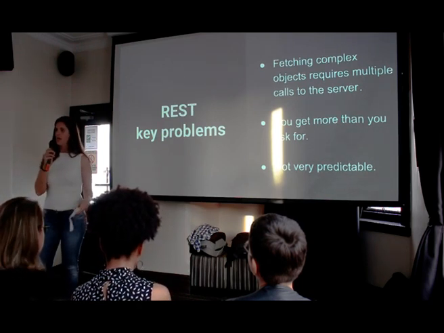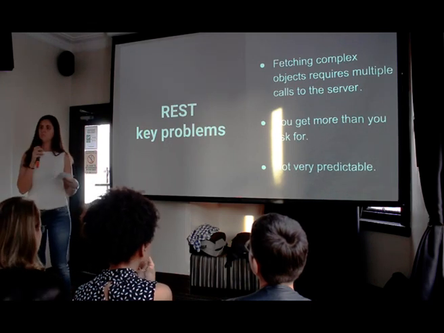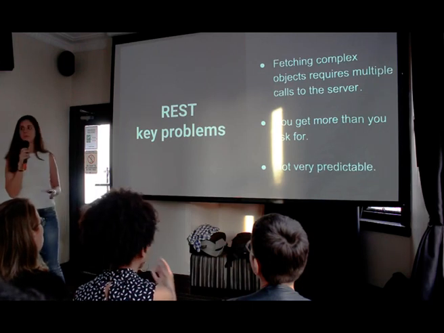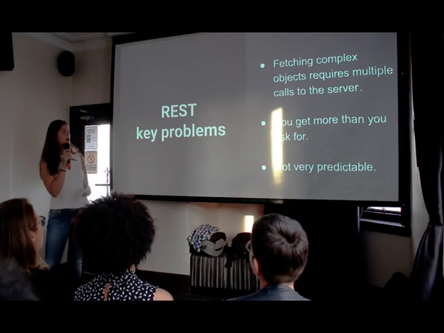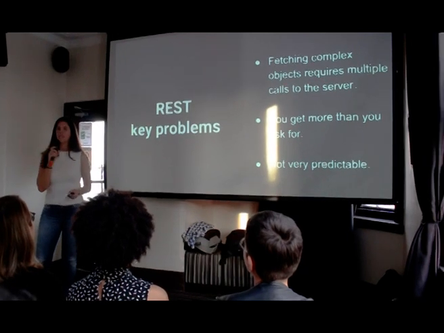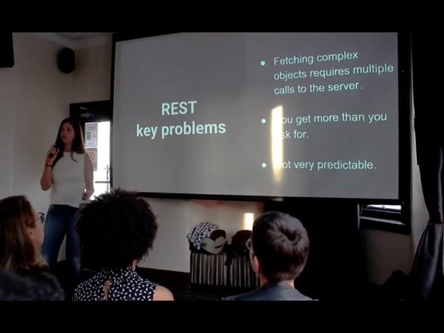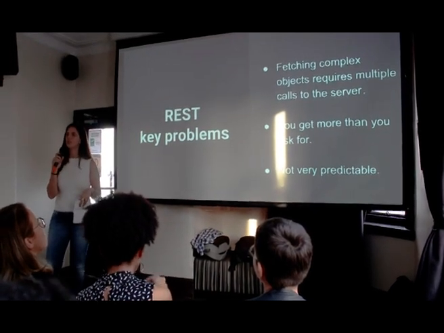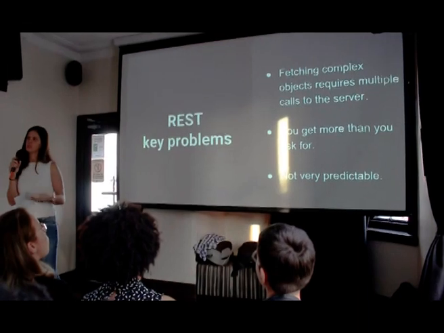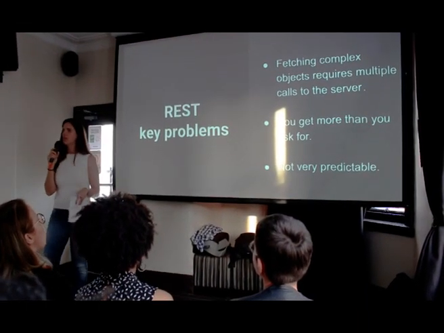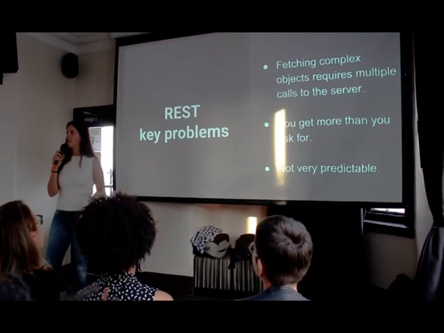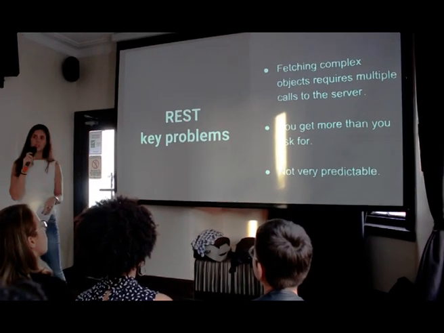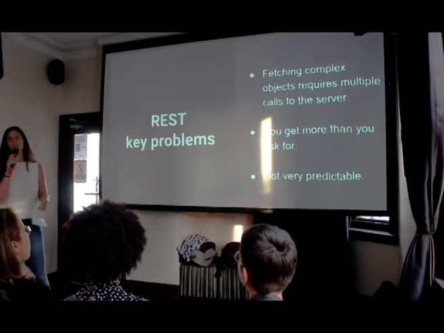So what the people at Facebook were trying to solve with GraphQL was that they found there were some key problems with REST. Normally for fetching complex object queries, you would need multiple calls to the server. This is one of the issues, they wanted to simplify things instead of having multiple calls to the server. Another issue is that you get more than you ask for.